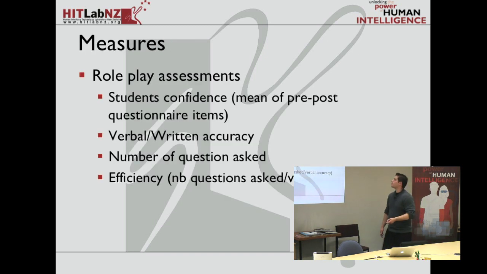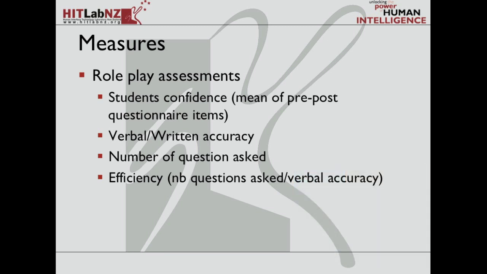So what were the measures? First measure, a subjective measure of students' confidence. It's part of a questionnaire that was handed to them before the role play assessment and after the role play assessment. The next 2 measures are verbal and written accuracy.